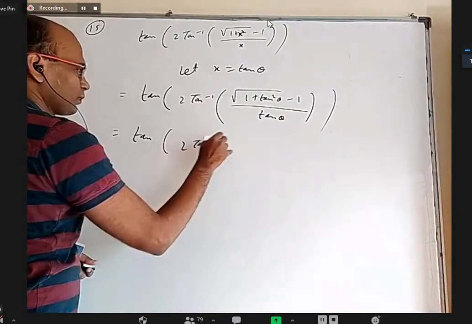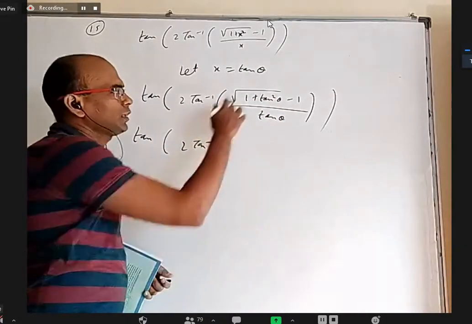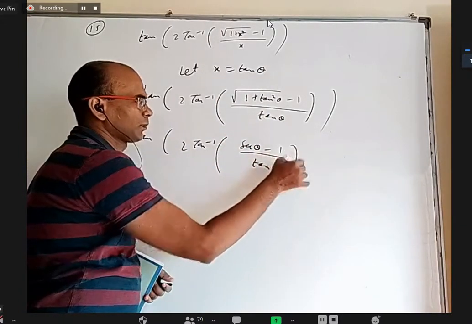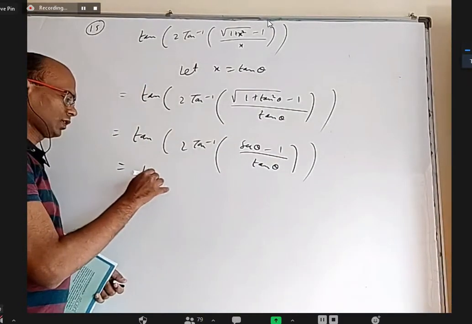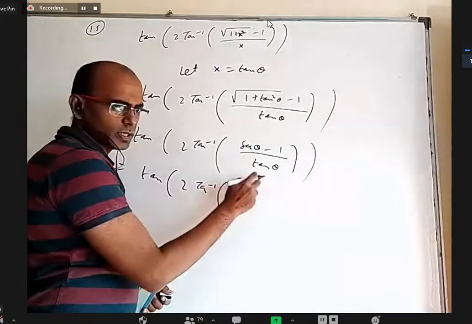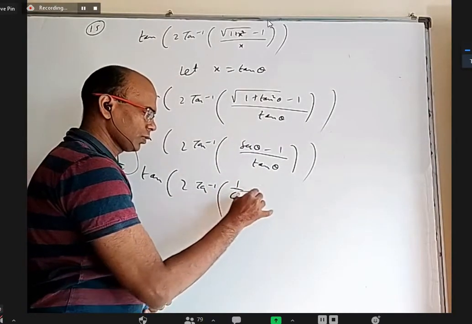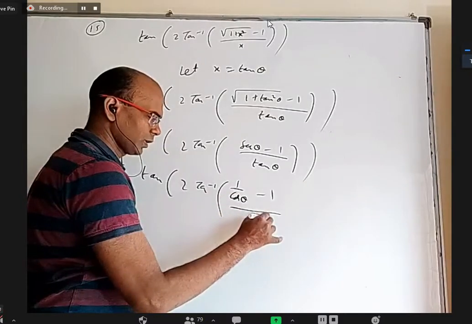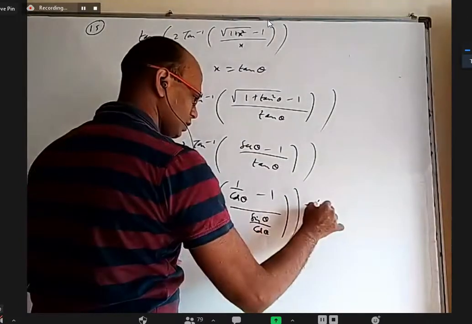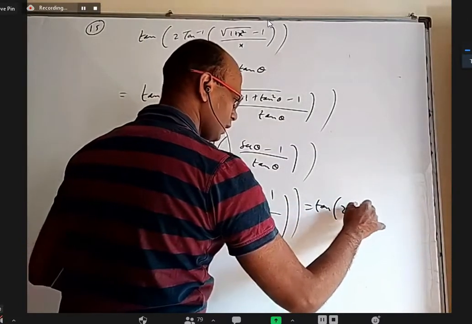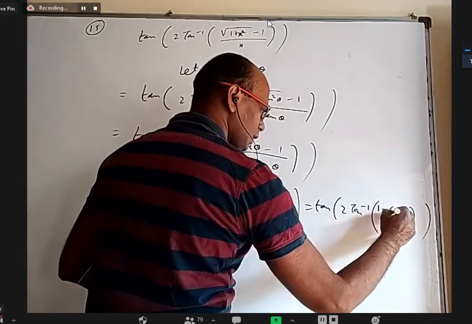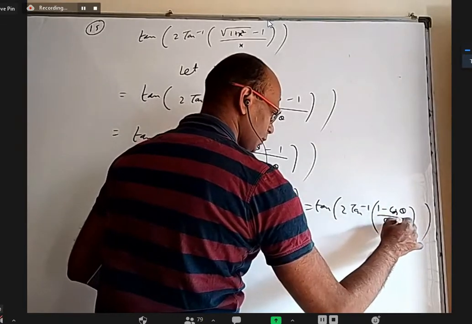Two tan inverse. 1 plus tan square theta is secant square theta, and root will go, you'll get secant theta minus 1 by tan theta. And that is tan of 2 tan inverse. Secant I can write 1 by cos, tan I can write sin by cos. 1 by cos theta minus 1 by sine theta by cos theta. That is tan of 2 tan inverse. If I simplify, I will get 1 minus cos theta by sine theta.